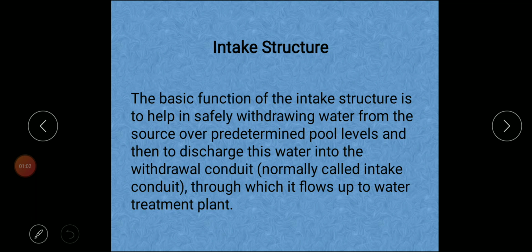So let us see the basic functions of intake structures. The basic function of the intake structure is to help in safely withdrawing water from the source over predetermined full levels, and then to discharge this water into the withdrawal conduit, normally called the intake conduit. The conduit here is just like a pipe or a channel. It is helpful for conveying the water, which flows up to the water treatment plant.